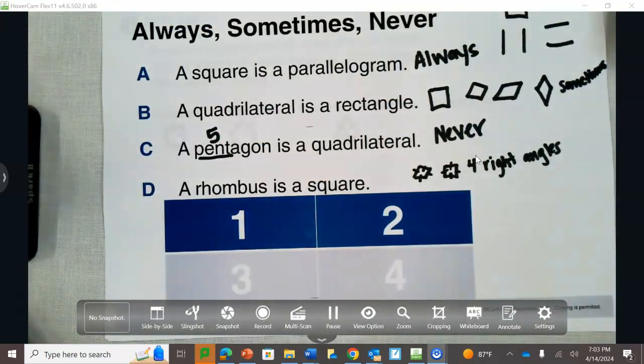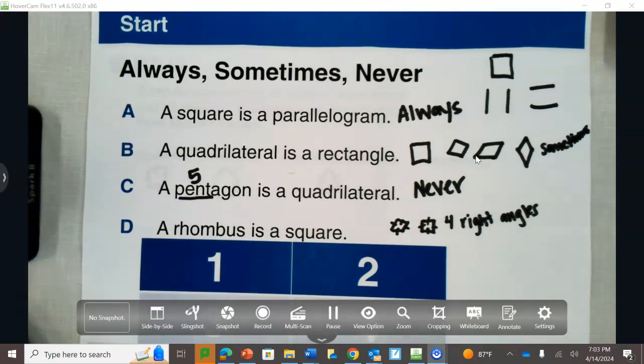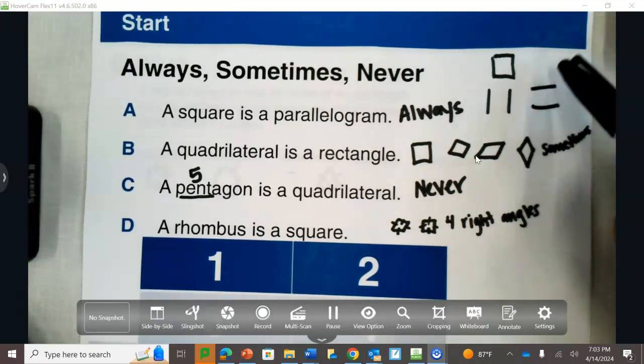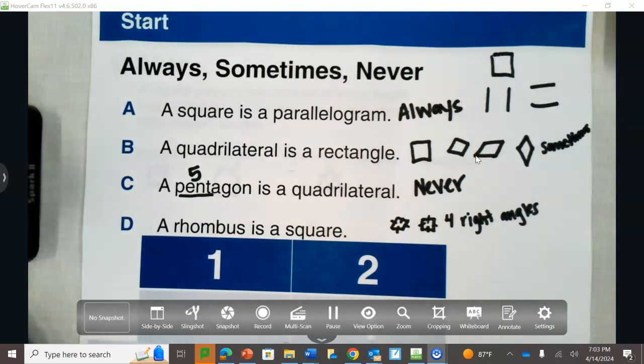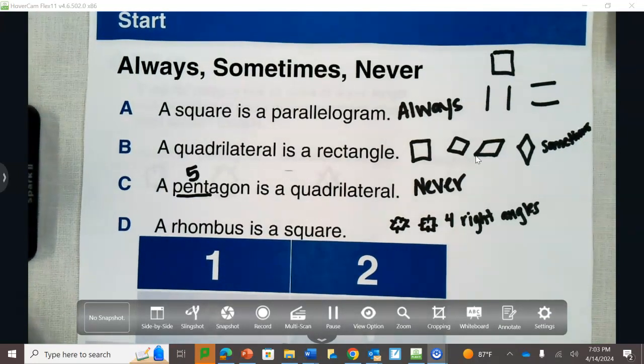Okay, so this is your answers over here. I already wrote them ahead of time, so I'll review them. A, a square is a parallelogram. That is always true, because a square has 2 sets of parallel sides. And because it has 2 sets of parallel sides, that makes it a parallelogram.